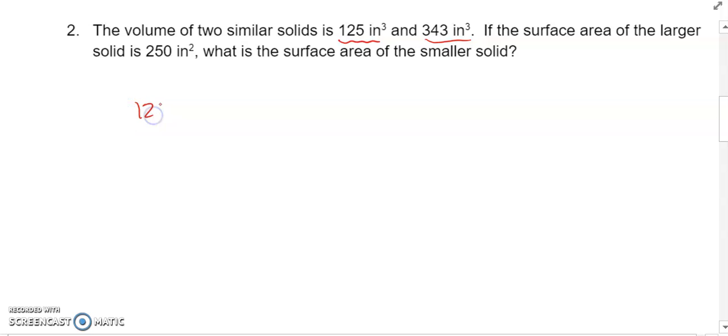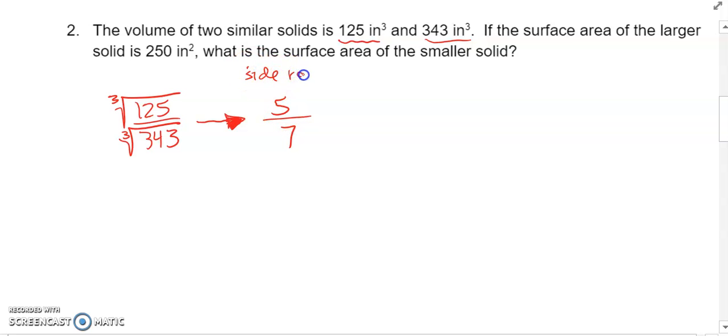So if I take that ratio, we get 125 over 343, and that's in cubic inches. So I want to convert that to a side ratio. And the way that I do that is we need our side ratios to be to the first power. So I just take the cube root of each one of these. The cube root of 125 is going to be 5. Cube root of 343 is 7, so our side ratio is 5 to 7.